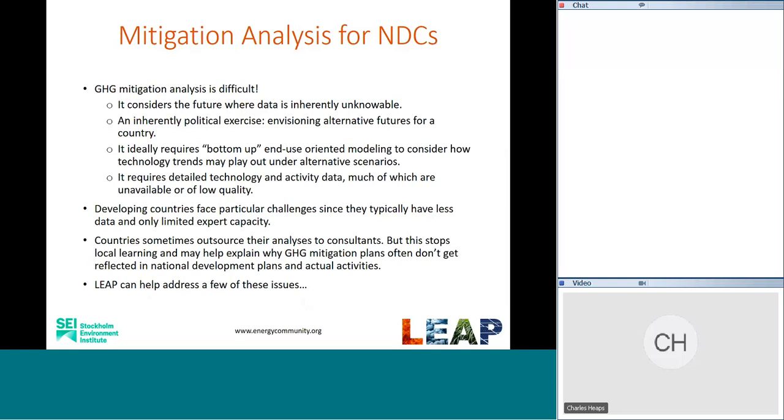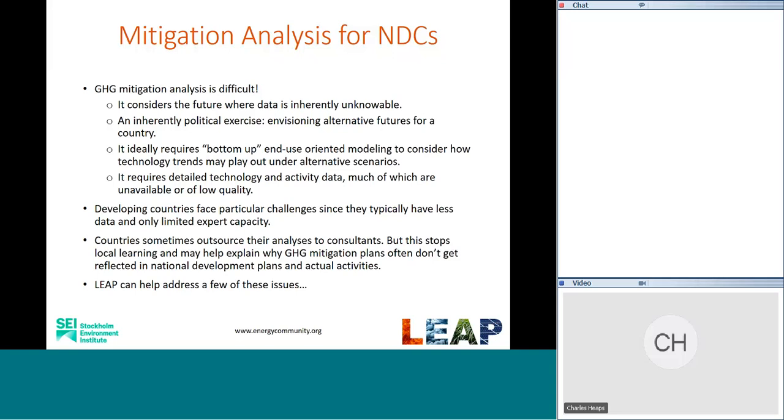Let me just say a few words about mitigation analysis. I won't dwell on this because I think it's already been covered, but I think it's important to recognize that it's a very difficult topic. It's not an easy exercise, so people shouldn't go into their NDCs thinking it's a simple calculation. Why is it difficult? Well, it considers the future, which is inherently unknowable, right? The future will depend on the choices we make in the coming years. It's also an inherently political exercise. It requires envisioning alternative future development pathways for a country.